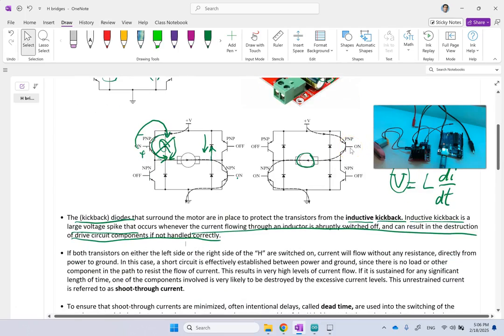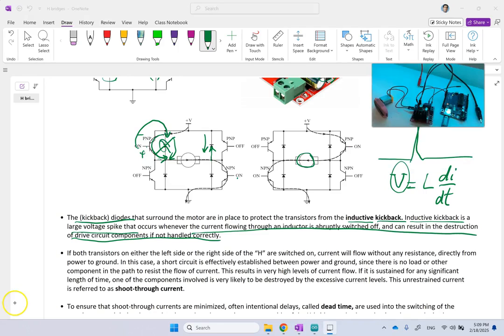Now, we can also ask why there are 2 PNPs and 2 NPNs, why not all 4 NPNs or all 4 PNPs. And that I can postpone to the video where I talk about transistors, the difference between PNP and NPN and MOSFET and other things.